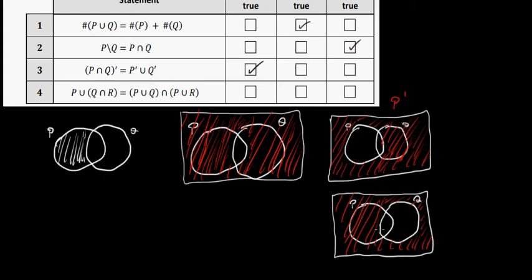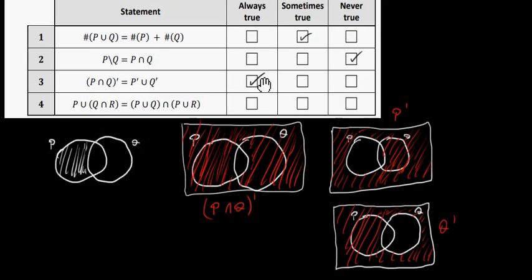If I took this diagram here, which is Q complement, and put it on top of P complement, everywhere would be shaded in except this area here in the middle. Remember, this is P intersection Q complement. So we would get the same area blank, the same area not filled in, in both cases. So this is always true.